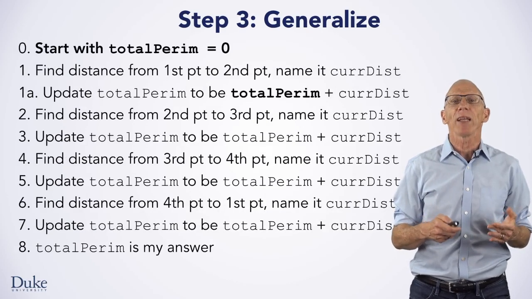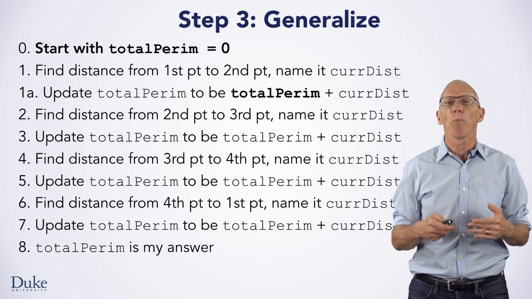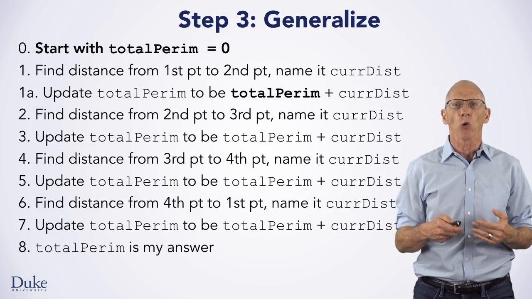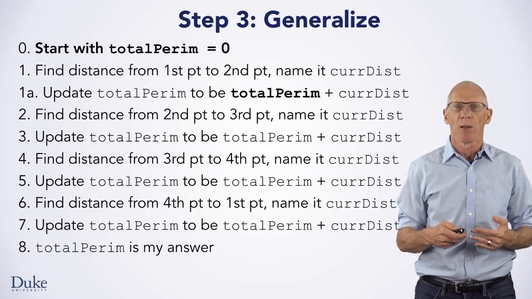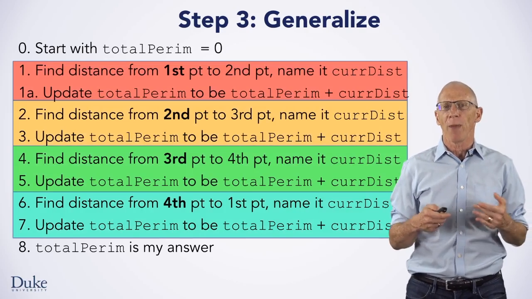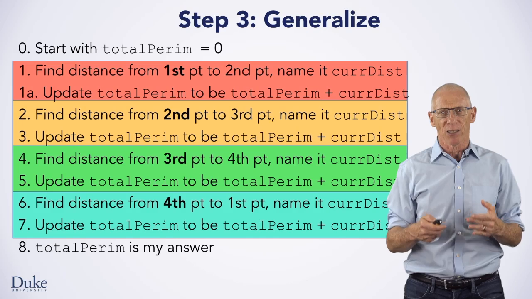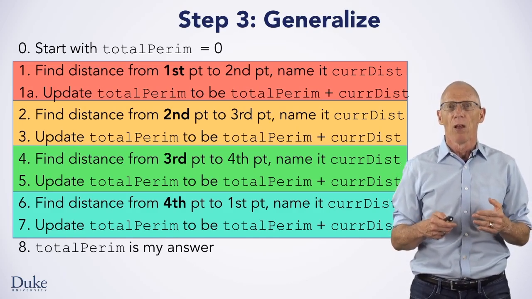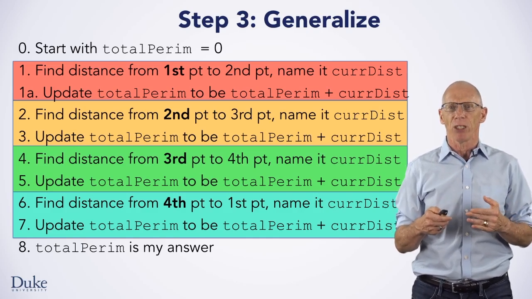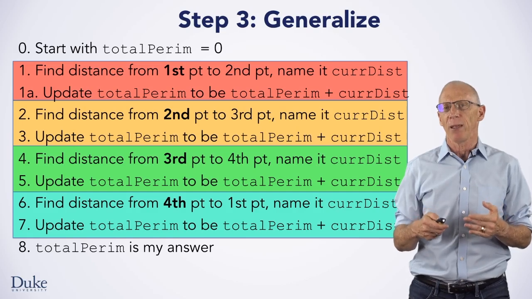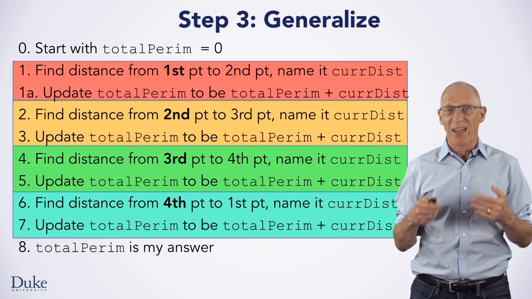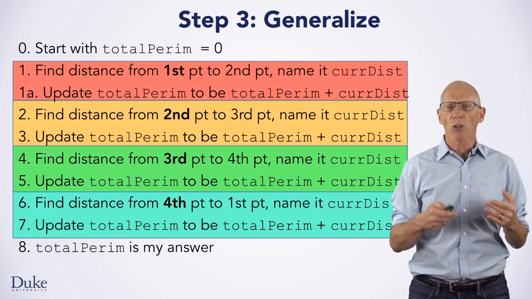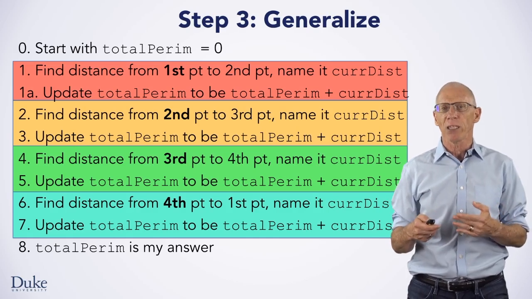Sure. We can make total perim start at 0 before we begin the repetitive steps. Then we can just update total perim in our first step. Now these steps form a repetitive pattern. They're the same except for which particular points they're working with. The first point in each of the repetition counts through the points of the shape in the order in which they appear. That's great. We like it when we can iterate over a sequence because we can ultimately express this in code with a for each loop.